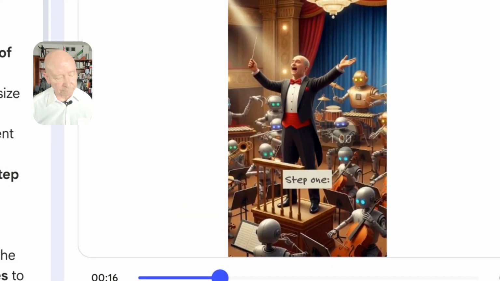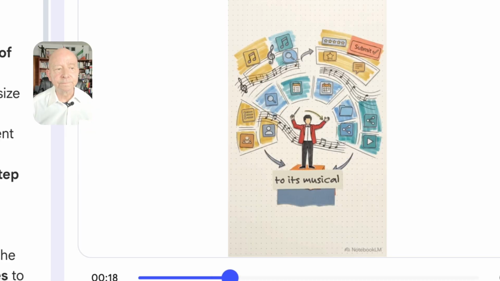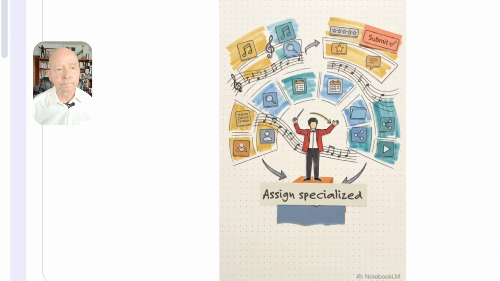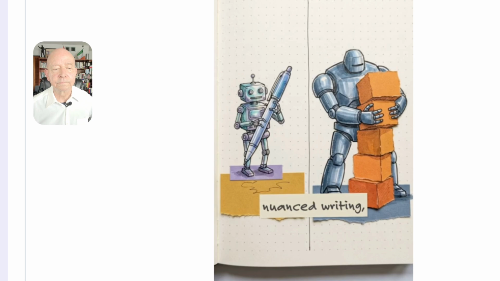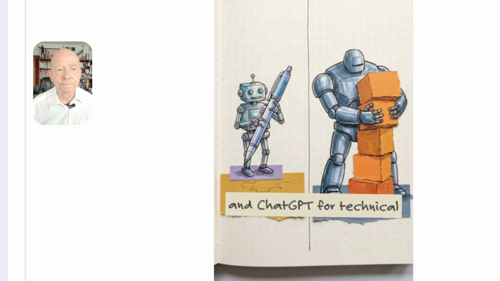Let me click on this again. Step 1. Map your software to its musical strengths. Assign specialized roles, like Claude for nuanced writing and ChatGPT for technical heavy lifting. Step 2. Practice Terry-wrapped execution. Never post raw AI output.